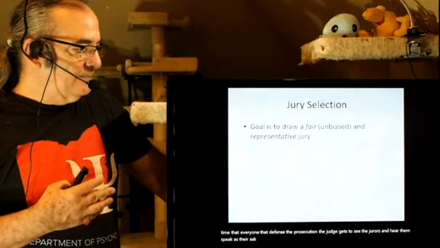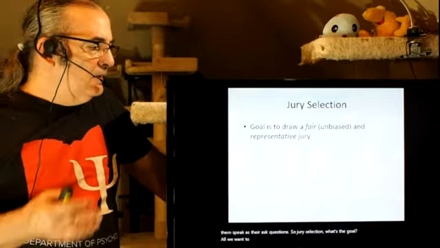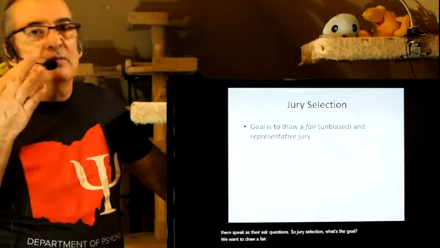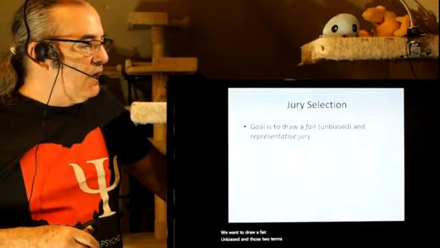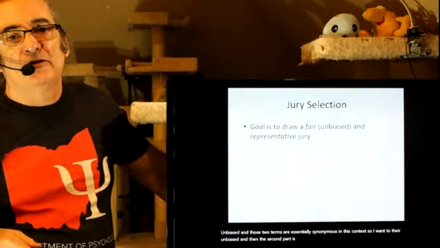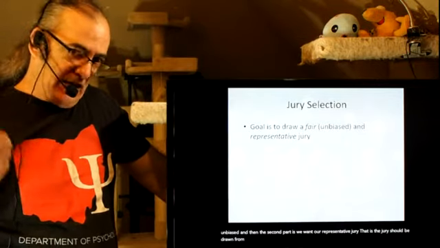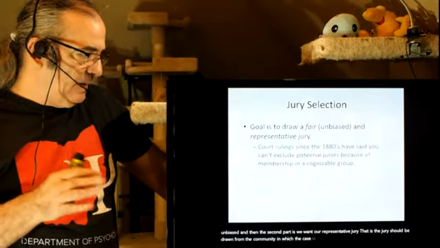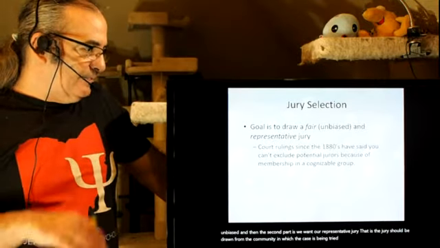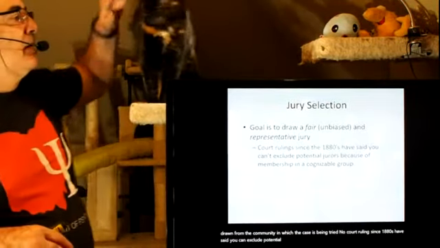So jury selection, what's the goal? Well, we want to draw a fair, unbiased jury, and those two terms are essentially synonymous in this context. And then the second part is we want a representative jury. That is, the jury should be drawn from the community in which the case is being tried. Now, court rulings since the 1880s have said you can't exclude potential jurors because of membership in a cognizable group.